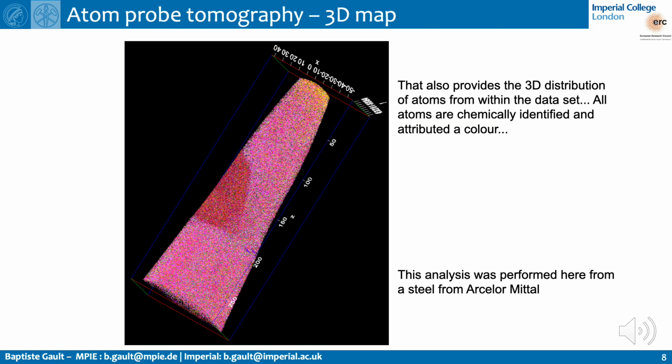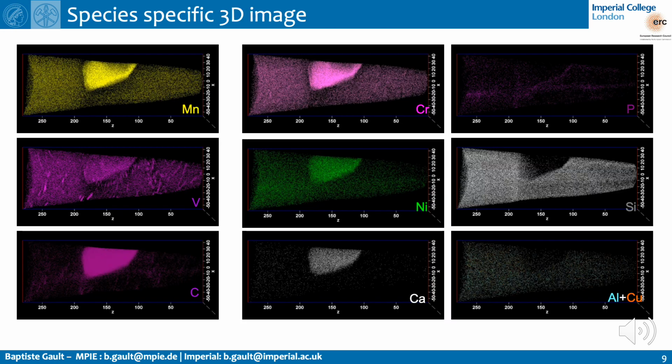And in the end, we've built this 3-dimensional reconstruction, and every ion has a color which corresponds to its elemental nature. But the strength of the technique is really from being able to now look at species-specific 3-dimensional distributions. So for example, in this same piece of steel, we can see a range of different maps to have different elements segregated at different places.